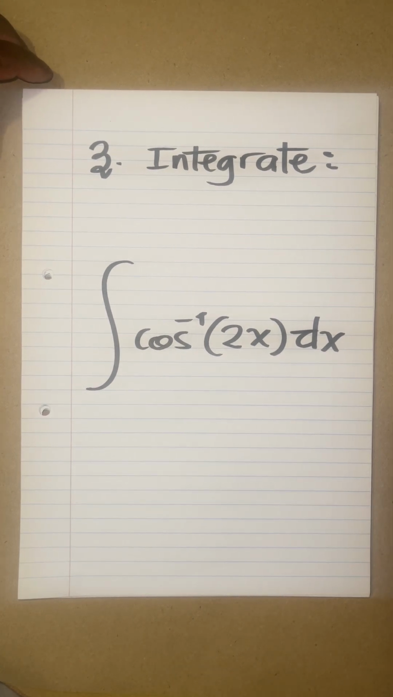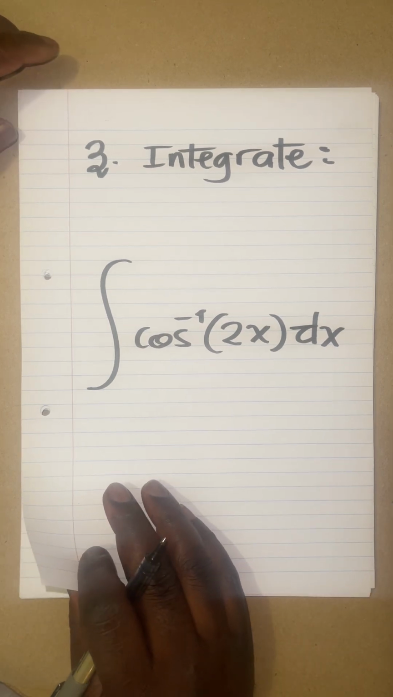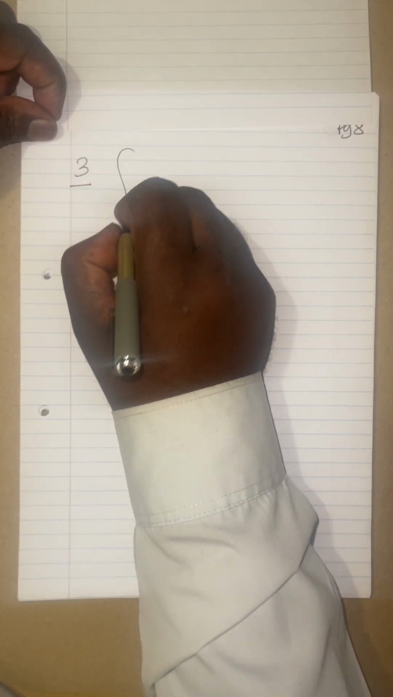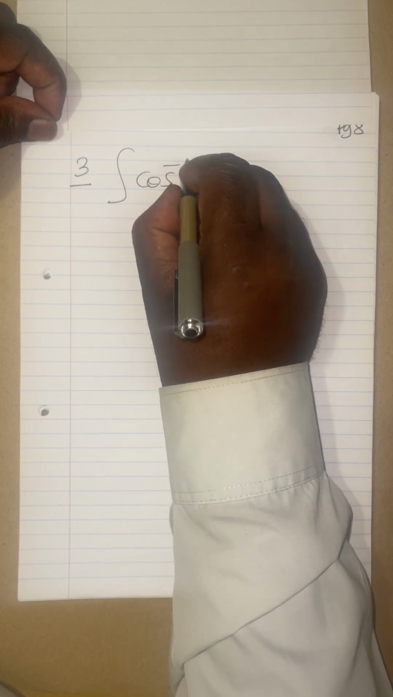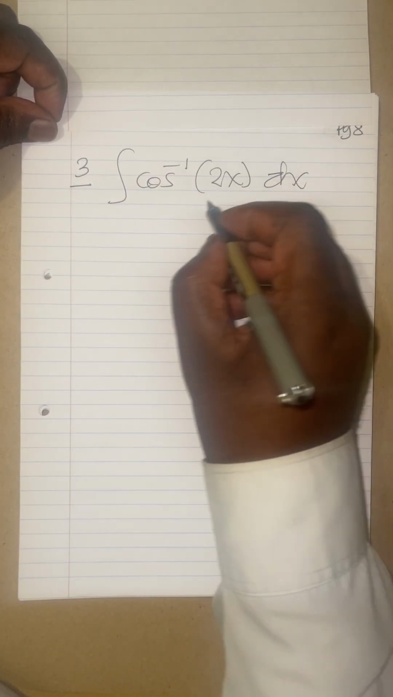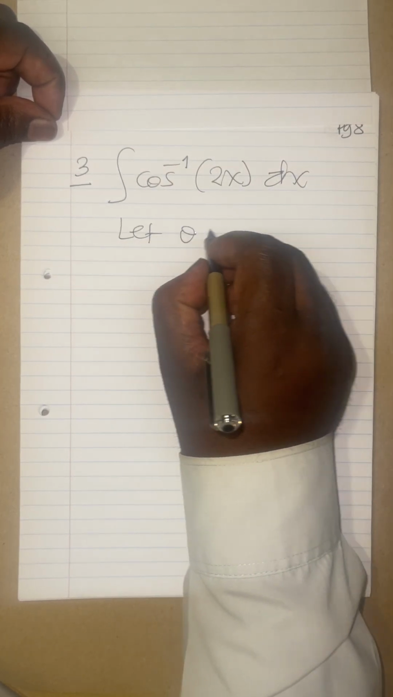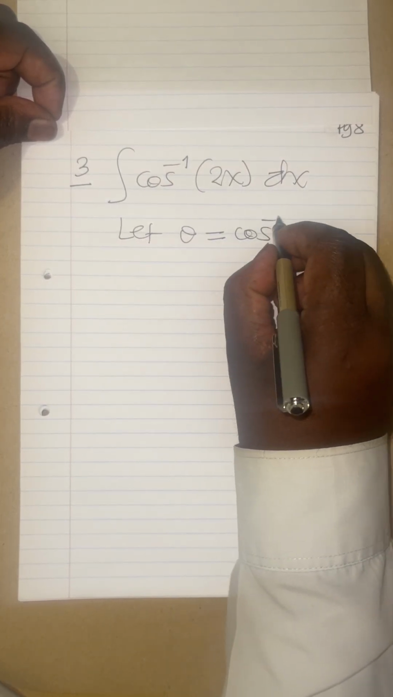The approach you guess is exactly the same. Likely this one is an indefinite one, so we don't have to worry about the limits of integration. The approach is the same. Let's go to number 3. So this is the integral of inverse cos of 2x dx. Yes, we're going to say let theta be equal to cos inverse of 2x.